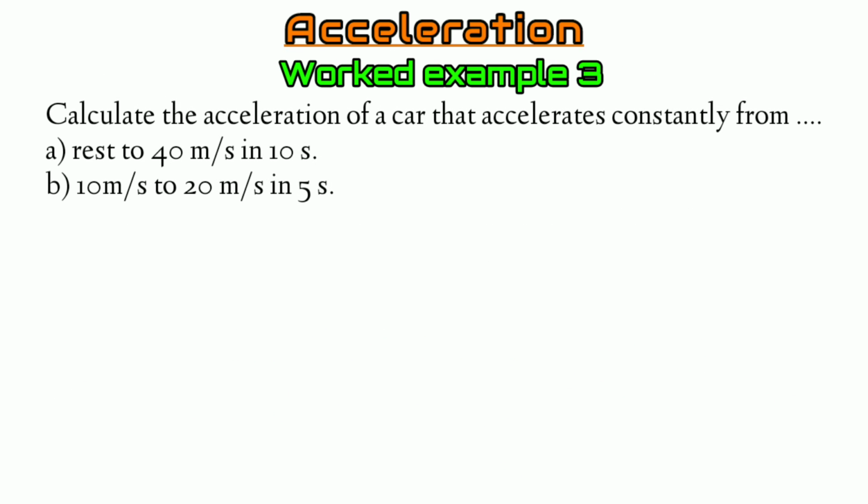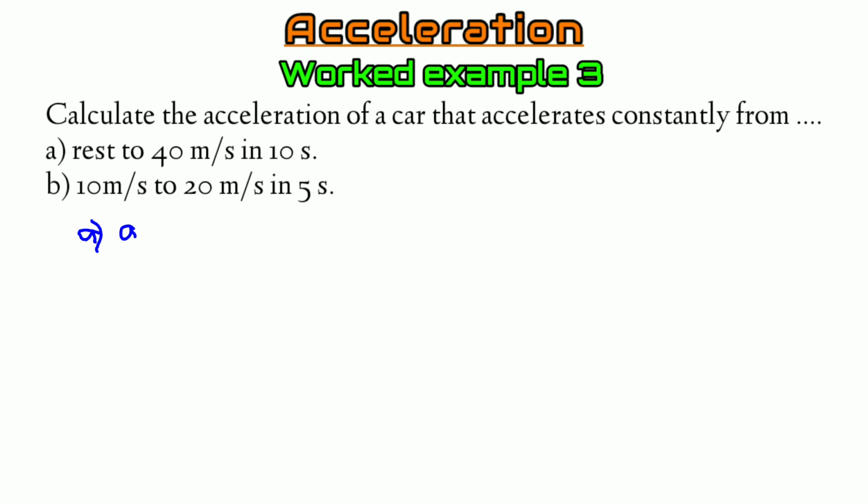Worked example 3. Calculate the acceleration of a car that accelerates constantly from A, rest to 40 meters per second in 10 seconds. B, 10 meters per second to 20 meters per second in 5 seconds.